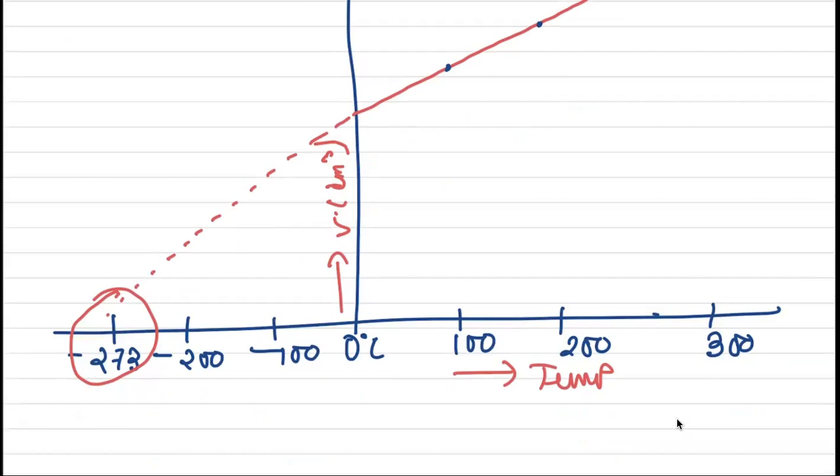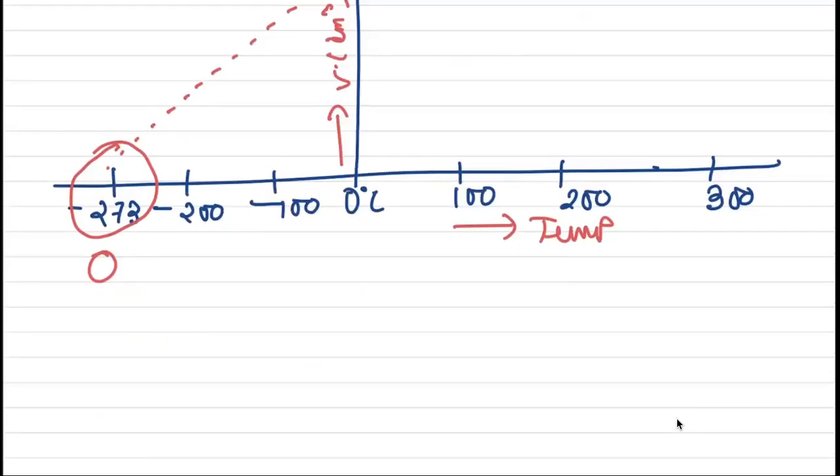That means minus 273 on the Kelvin scale. In the Kelvin scale, minus 273 degrees centigrade equals 0. So at this temperature, the volume of all the gases becomes 0. This is a hypothetical view. So at minus 273 degrees centigrade, the volume of all the gases becomes 0, and this is known as absolute zero.